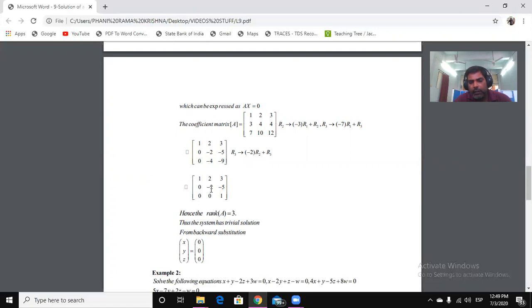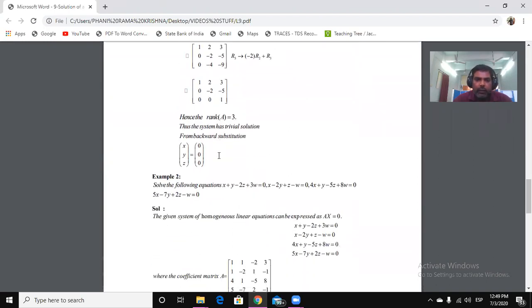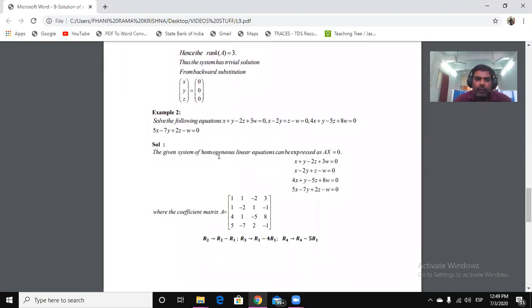What is the rank of A? It is 3. The number of variables x, y, z is 3. Therefore rank is equal to the number of variables. The system has a unique solution, that is only the trivial solution, all the system of equations passing through origin.